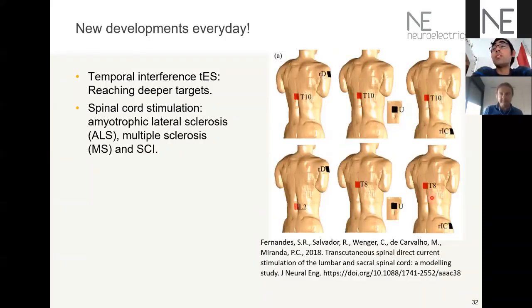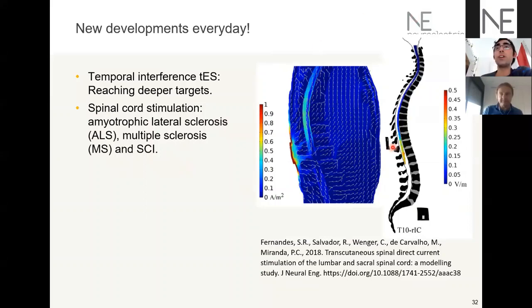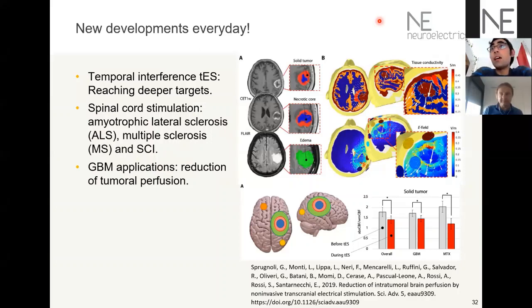Spinal cord stimulation is another form of transcranial electrical stimulation that's gaining more and more interest these days. Basically, it uses the same type of tools and equipment. But now the objective is, of course, to modulate activity of the neurons in the spinal cord. And this is being investigated in ALS, MS, and spinal cord injury. And of course, you can do the same sort of volume conductor head models to model the electric field distribution in this technique.